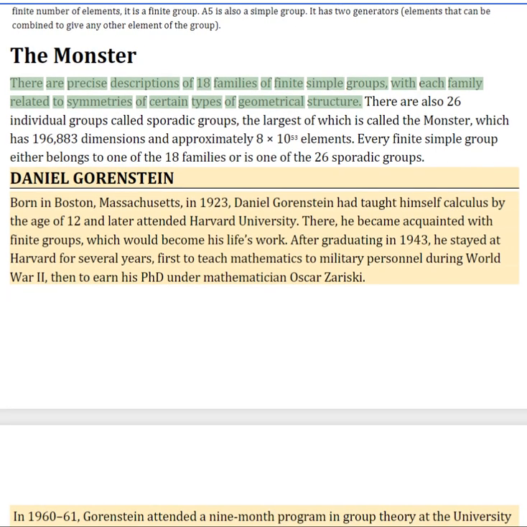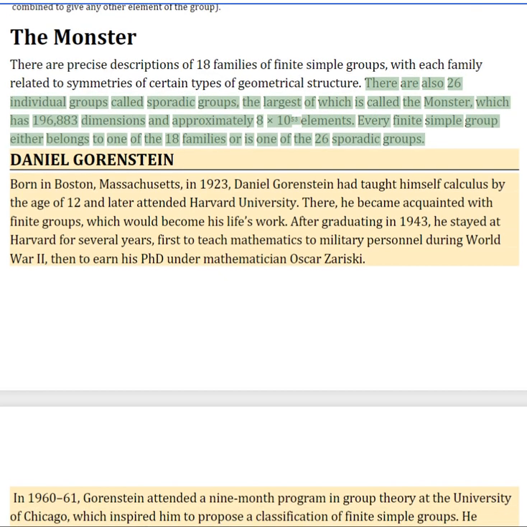There are precise descriptions of 18 families of finite simple groups, with each family related to symmetries of certain types of geometrical structure. There are also 26 individual groups called sporadic groups, the largest of which is called the monster, which has 196,883 dimensions and approximately 8 times 10^53 elements. Every finite simple group either belongs to one of the 18 families or is one of the 26 sporadic groups.